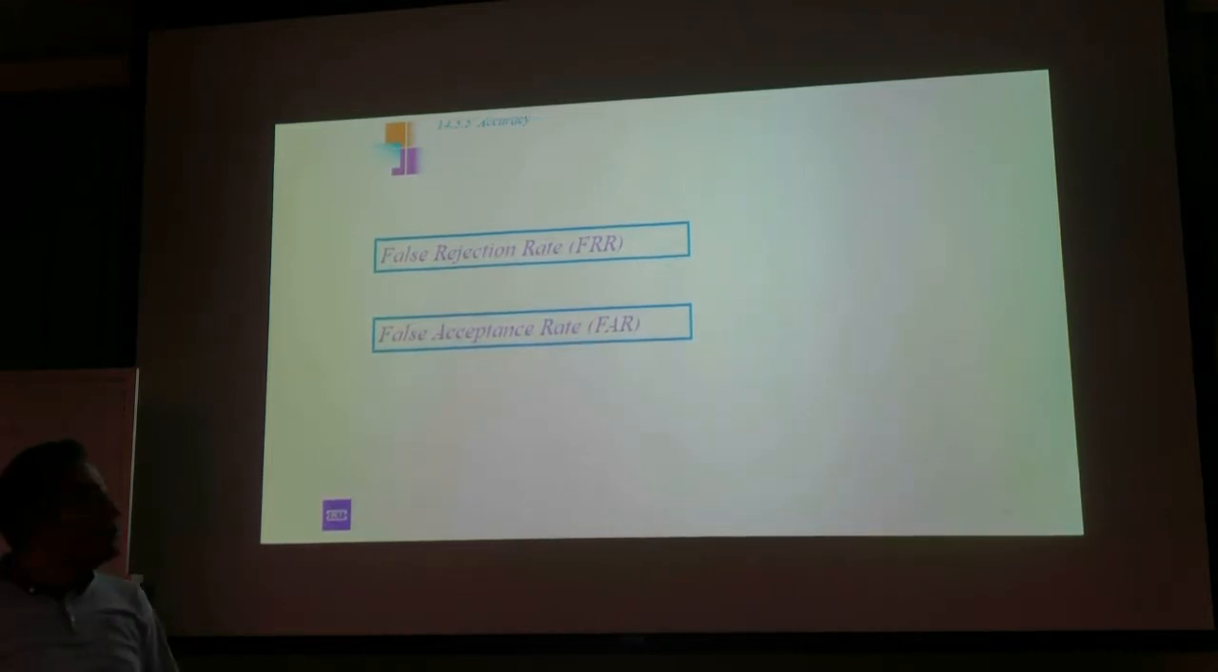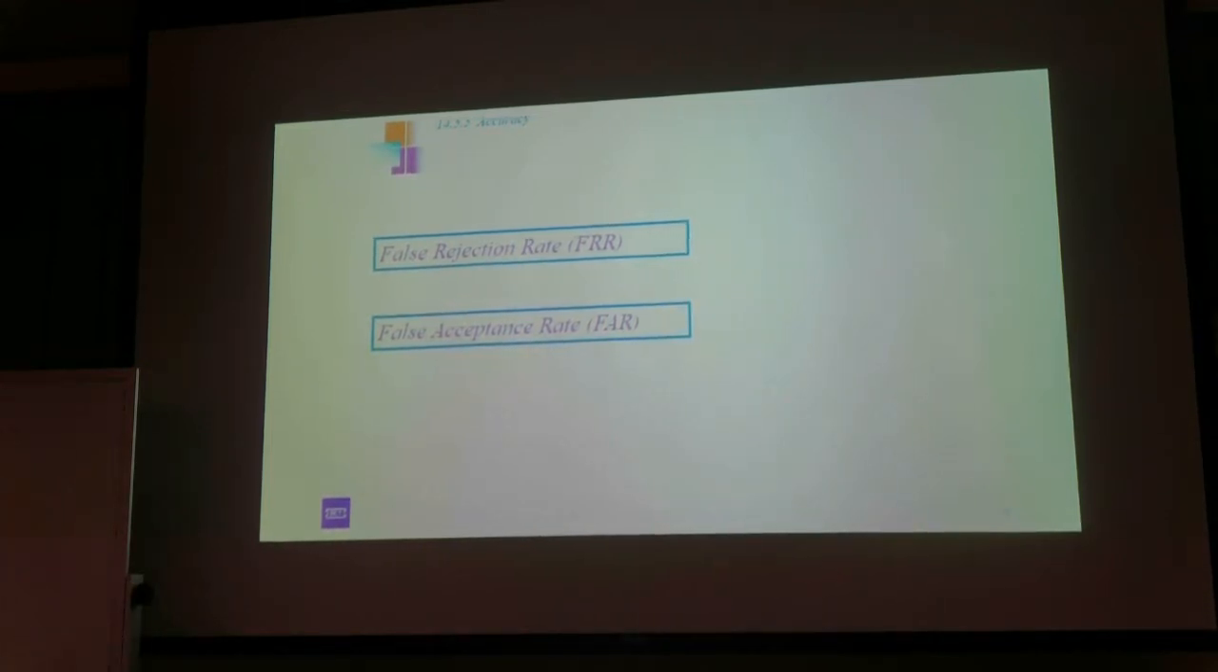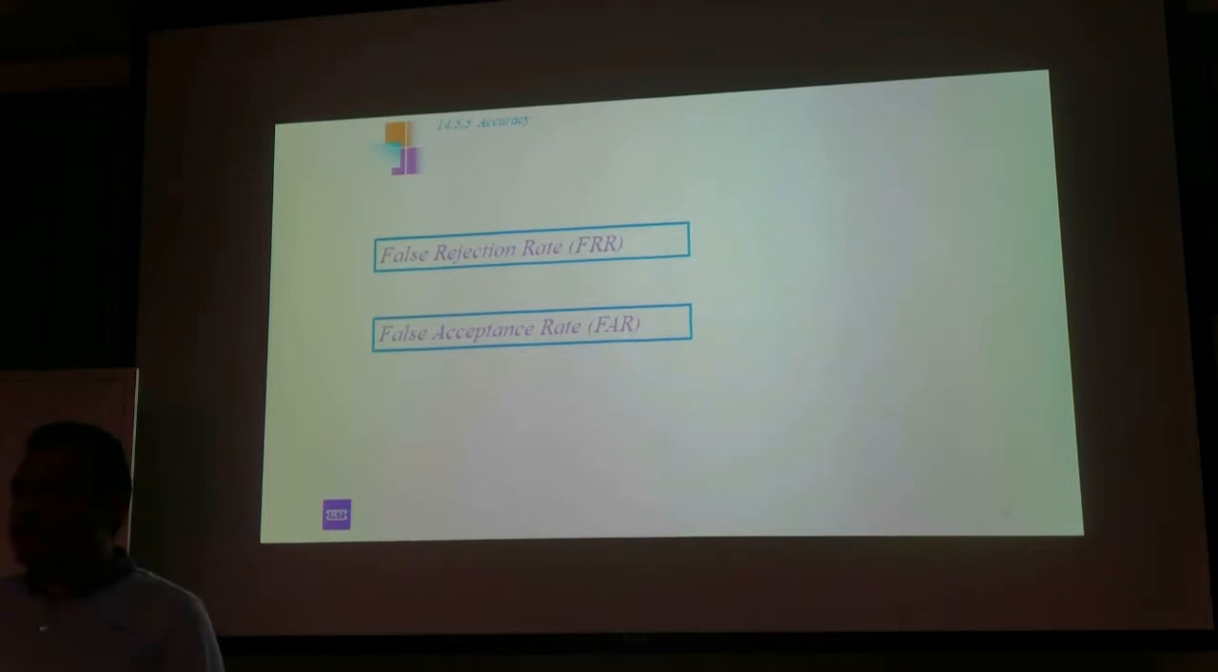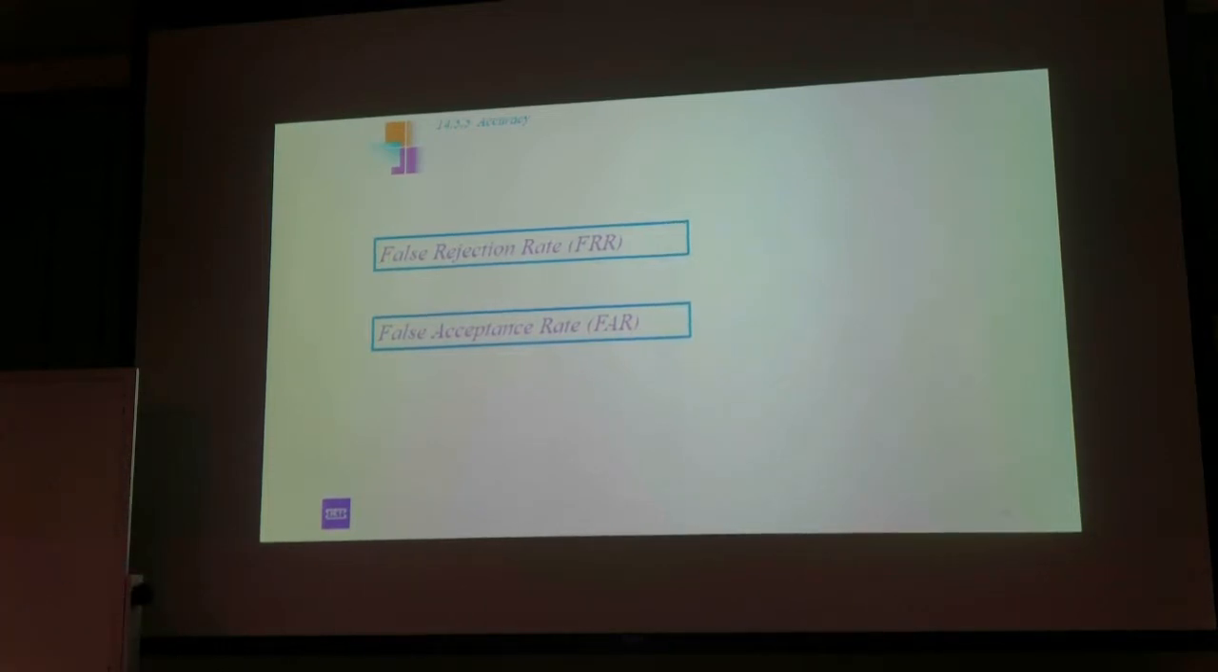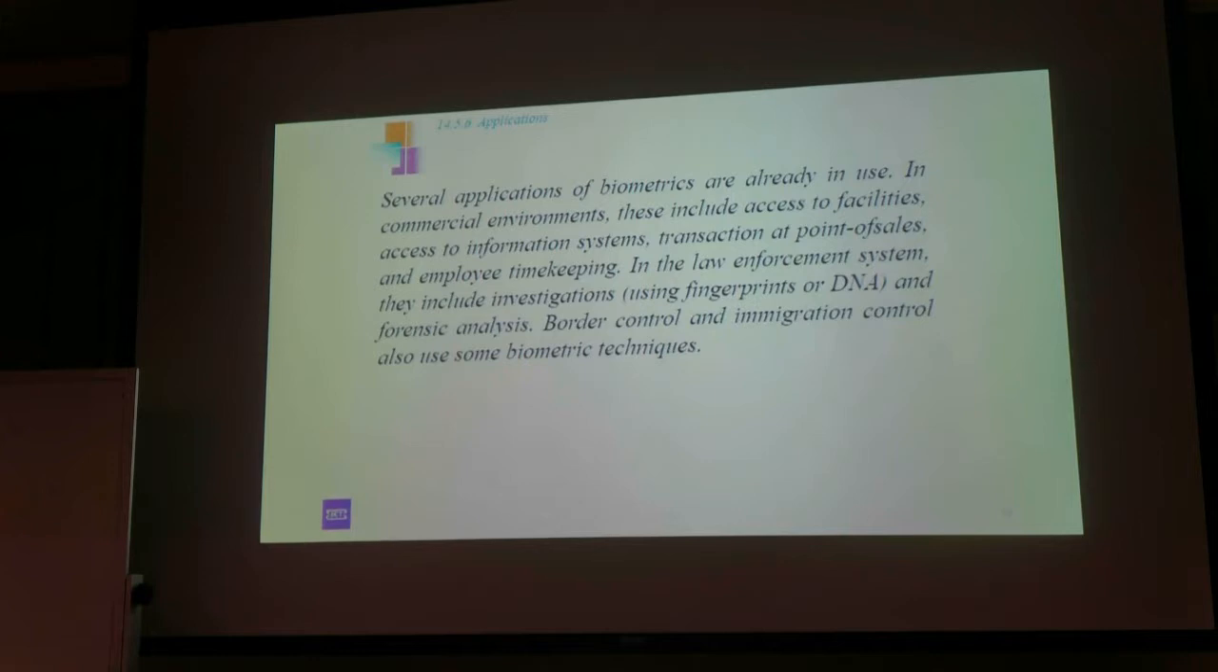How do we measure their accuracy? By false rejection rate, FRR. What's the false rejection rate? Sometimes you reject people who are authentic, over the total. Or by false acceptance rate. Several applications of biometrics are already in use. In commercial environments, these include access to facilities, like face recognition.